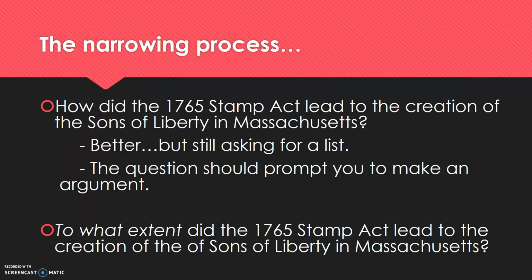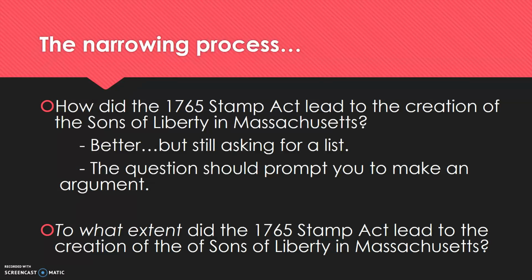And how might I find that out? I might be able to look at the documentation of the development of the Sons of Liberty, the people who kind of become the leaders of the Sons of Liberty. Were they writing about or inspired about the Stamp Act? What else might have led to the creation of the Sons of Liberty?